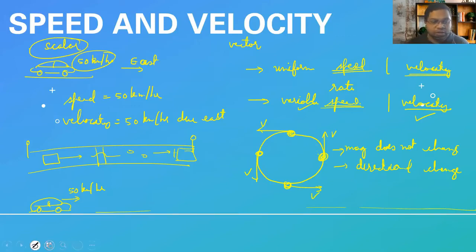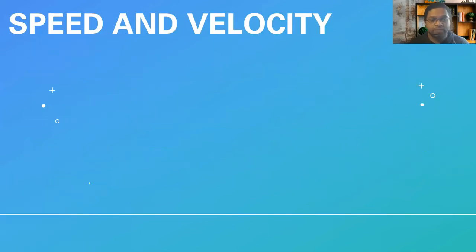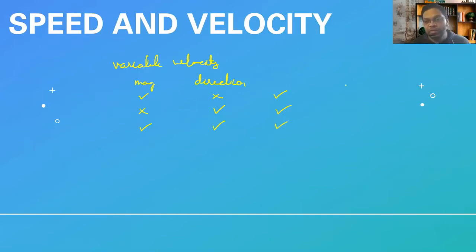Okay, so just to make that clear, I'll just clear everything. When you talk about variable velocity, here I'm talking about magnitude and direction. If the magnitude changes and the direction does not change, we say that it is variable velocity. If the magnitude does not change, but the direction changes, still it is a variable velocity, the circle which we saw just now. And over here, when the magnitude is changing as well as the direction is changing, that is also called variable velocity.